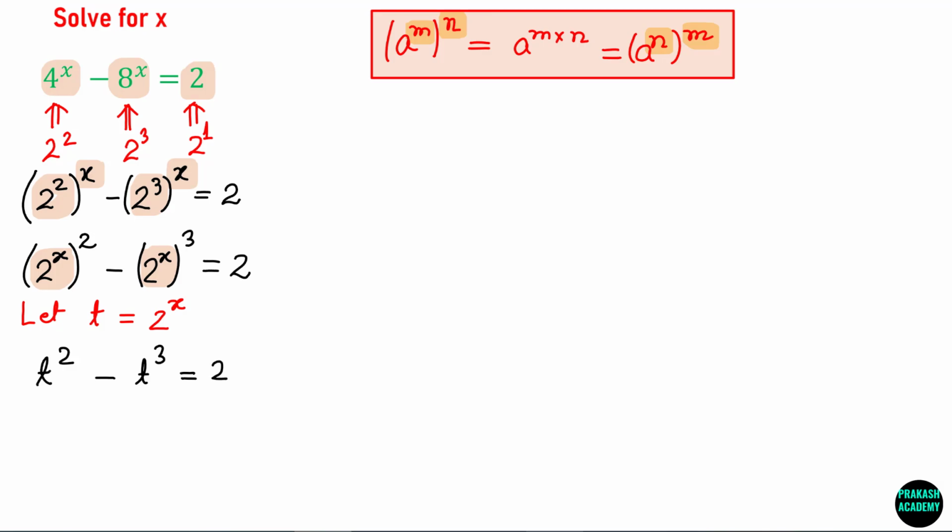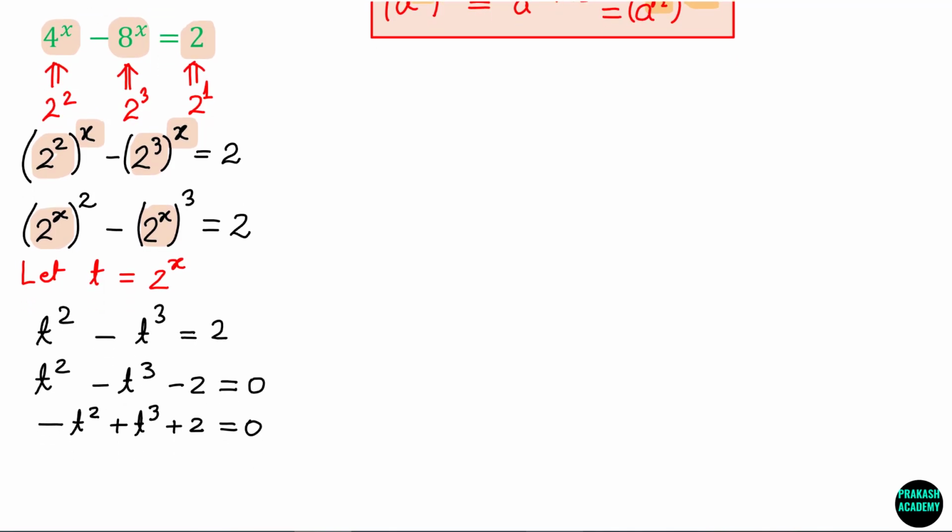Now let us take this 2 to the left hand side. So this becomes t squared minus t cubed minus 2 is equal to 0. We can multiply throughout with a negative sign. In that case this will become minus t squared plus t cubed plus 2 is equal to 0. Now I can rearrange the terms and write this as t cubed minus t squared plus 2 is equal to 0. Now see, this is a cubic equation.